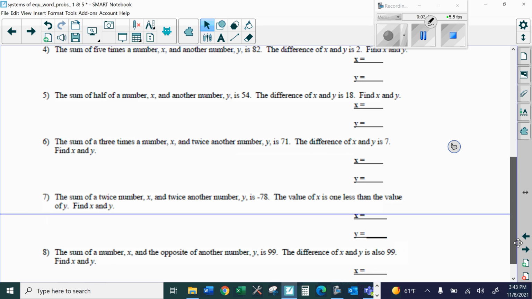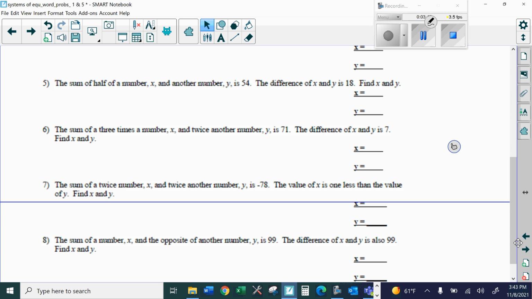All right, let's go down to number 5. The sum of half of a number x, so that's 0.5x. Sum tells me I'm adding them. So I'm going to add it, and another number y is 54. The difference of x and y, so difference again is subtraction. X minus y equals 18. Remember, is means equals. Just read what it says and write it down.